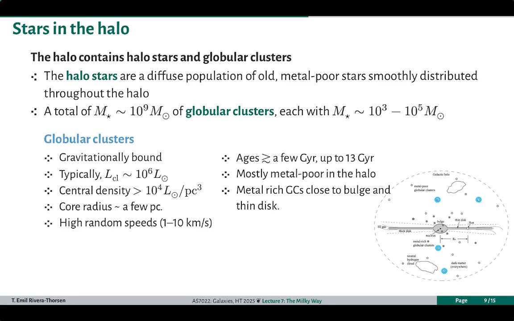Their ages, they're all quite old. Their ages are a few gigayears and up to almost as old as the universe itself. They are mostly metal-poor, but there are also a few more metal-rich ones, which shows us that those probably formed at a later point than the metal-poor ones. And the metal-rich globular clusters are closer to the bulge and to the thin disk, which supports what I just said.